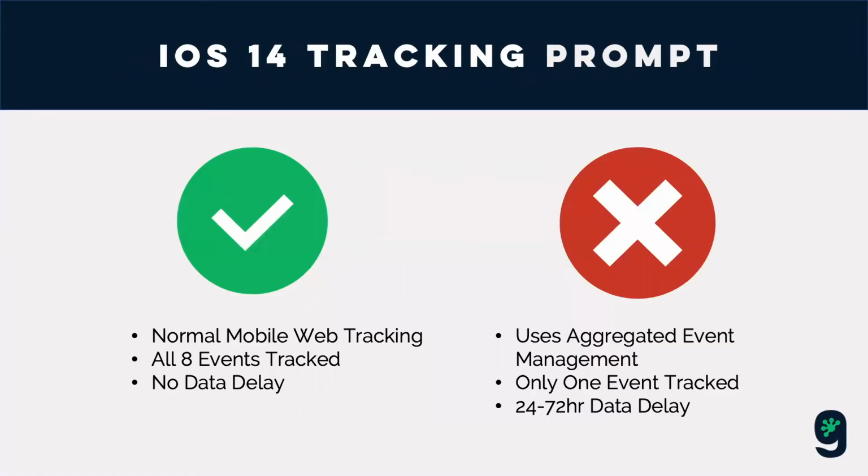So now let's move on to the actual iOS tracking prompt. And we're going to run through the 2 scenarios here of whether someone opts in or whether they opt out. So if someone opts in for tracking, everything's as normal in terms of mobile web tracking activity. It's still limited to 8 events that can be tracked, but they're all going to be fed back in real time, and there's going to be no data delay.